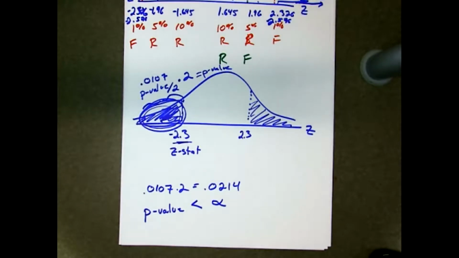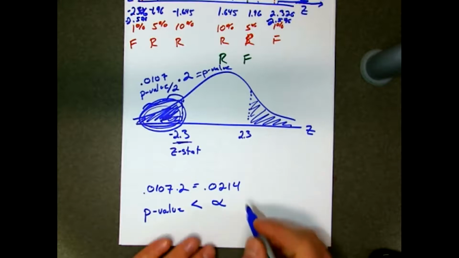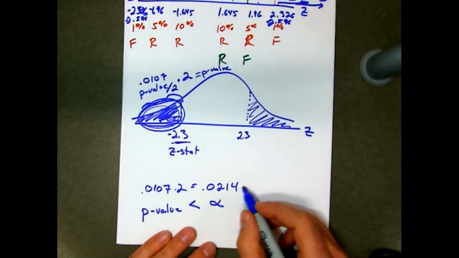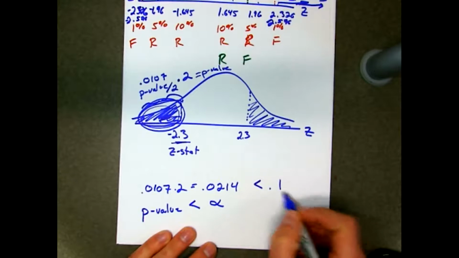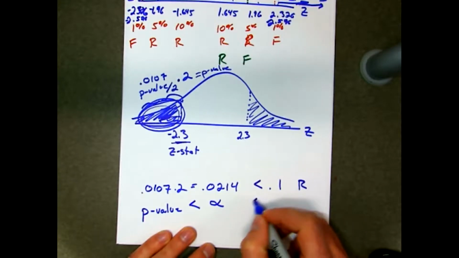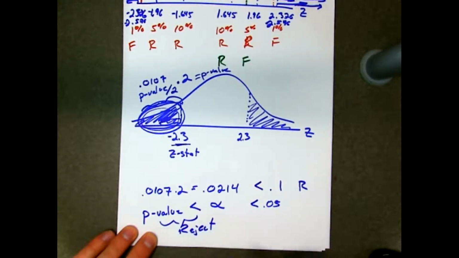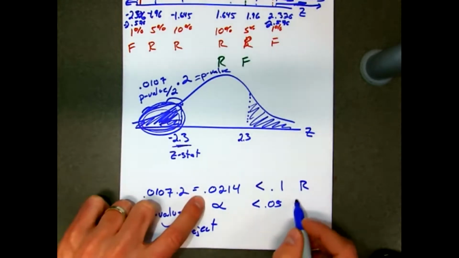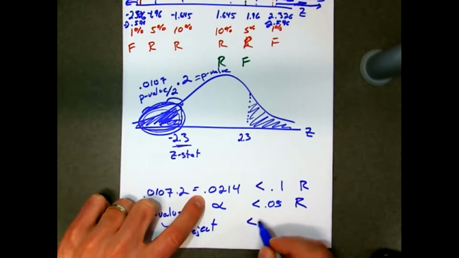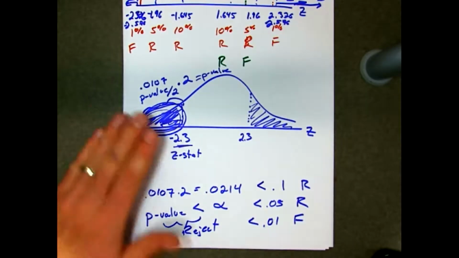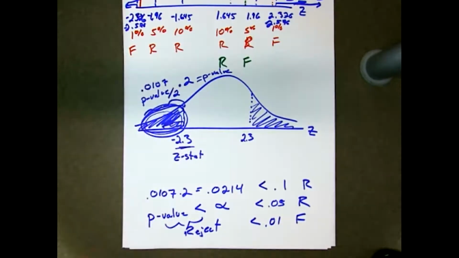So our 3 benchmark values were 0.1, 0.05, 0.01. If it helps me to write these out, is 0.02 less than 0.1? Yep, so I reject. Is it less than 0.05? Sure is, so I reject. To be clear, this is the only time when we reject. Is it less than 0.01? No, it's not, so I fail to reject, which were the same three decisions we made using the critical value approach. Okay.